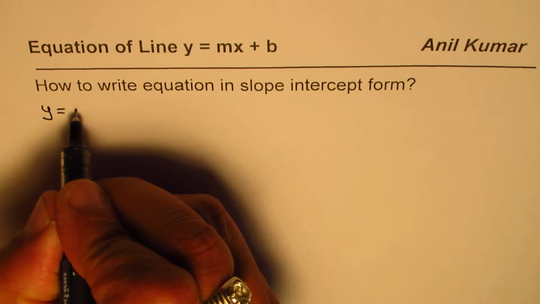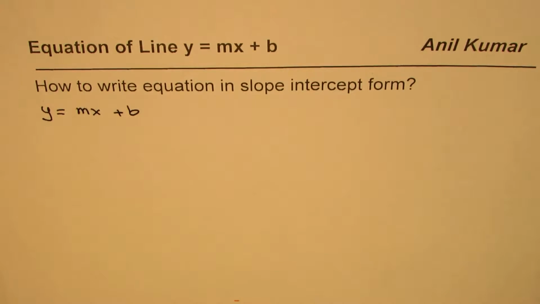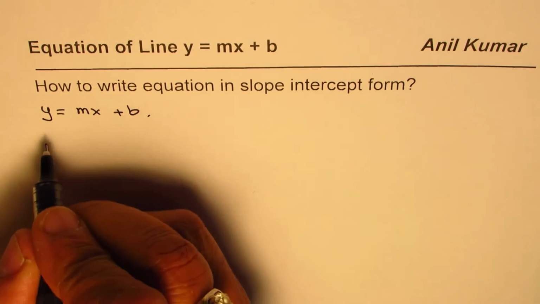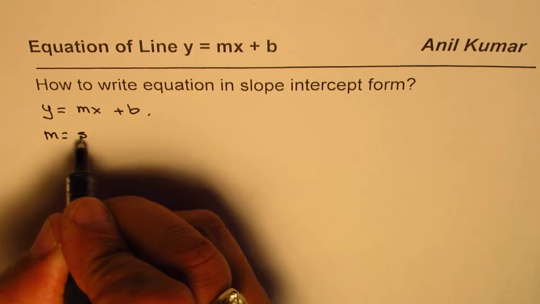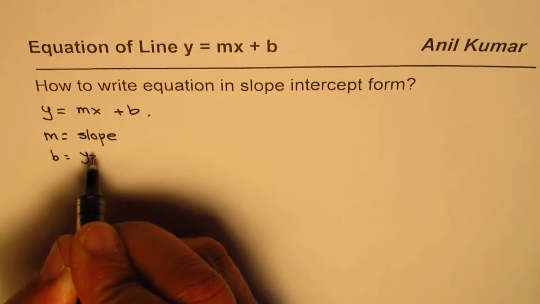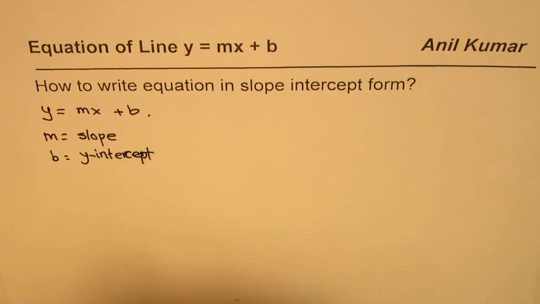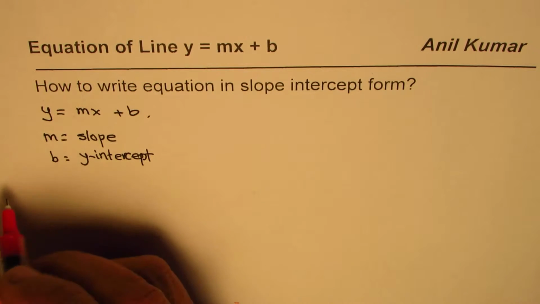We have y = mx + b, that is the equation of a line where m is the slope and b is the y-intercept. Let's see how to write the equation of a line in this form when 2 points are given to us or when a slope and a point are given to us. Let's begin with a very simple case.